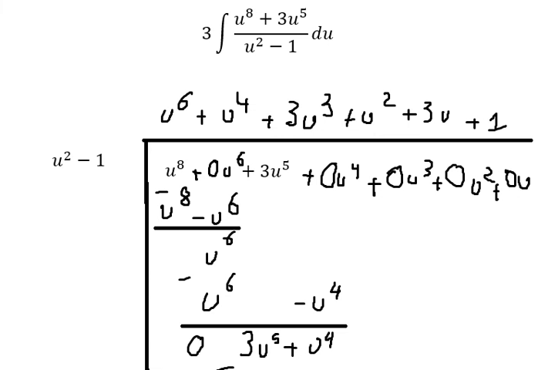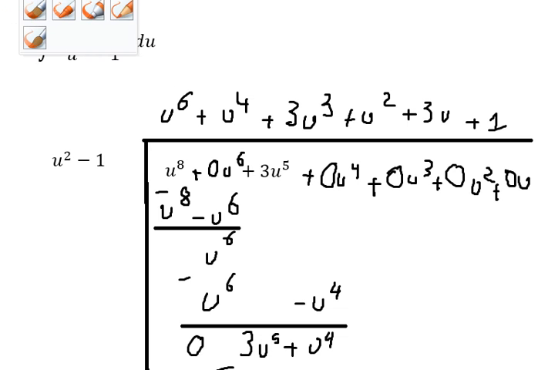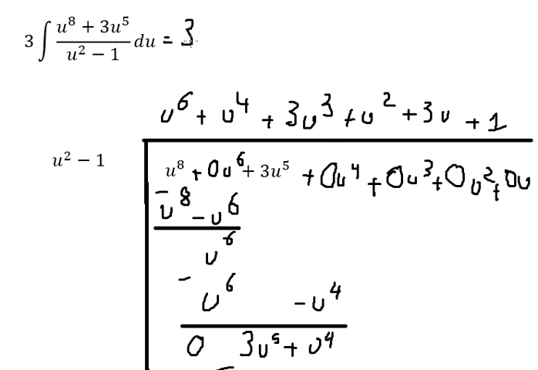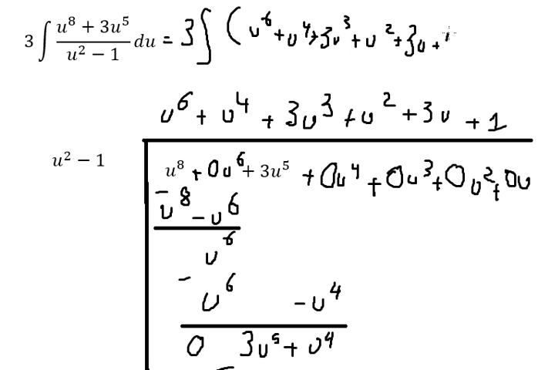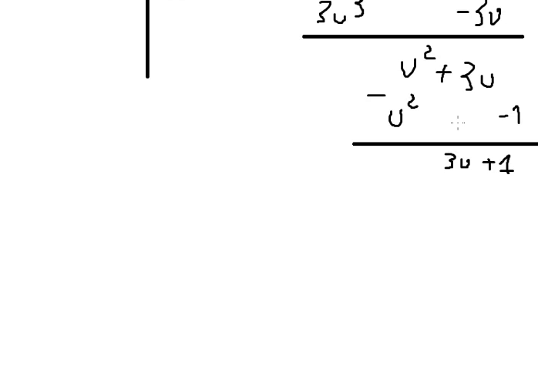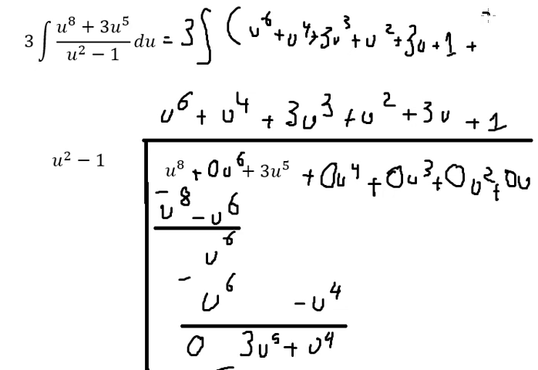So now we can put the answer in here. So we have u to the power of 6, 4, 3, 2, 3u plus 1, and the last one 3u plus 1 over u square minus 1.